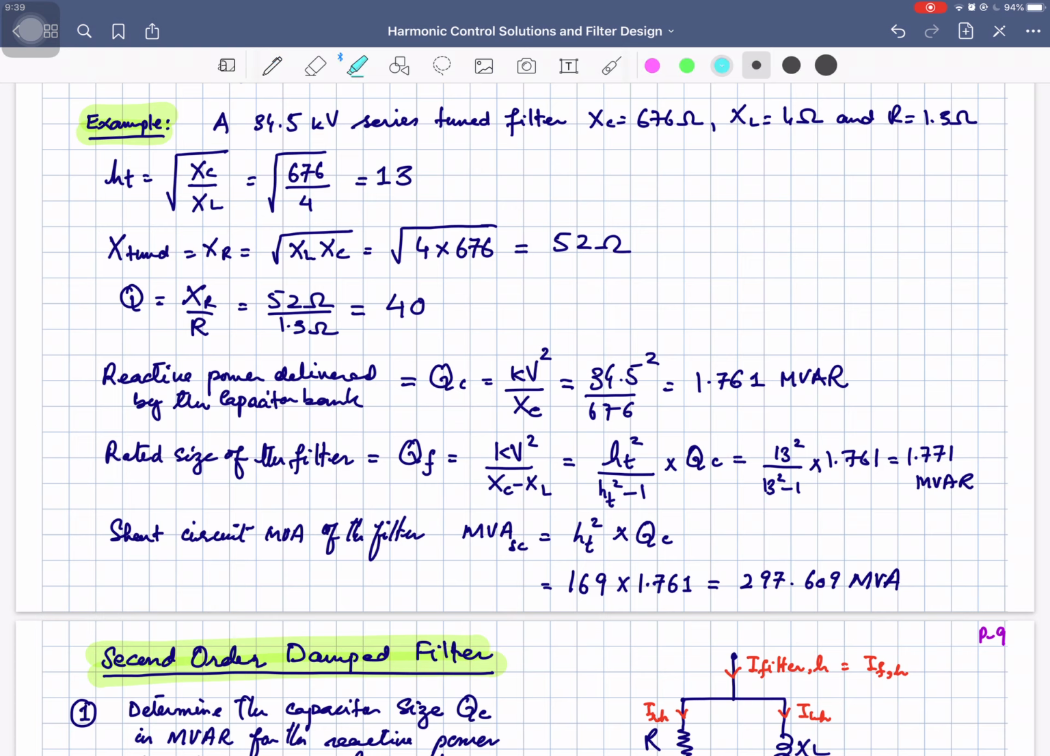A 34.5 kilovolt series tuned filter has these parameters. So, the harmonic order that will be eliminated can be calculated as the square root of Xc1 divided by XL. We know that this is 676 ohms. So, dividing it by 4, the 13th order harmonic will be cancelled by this filter.